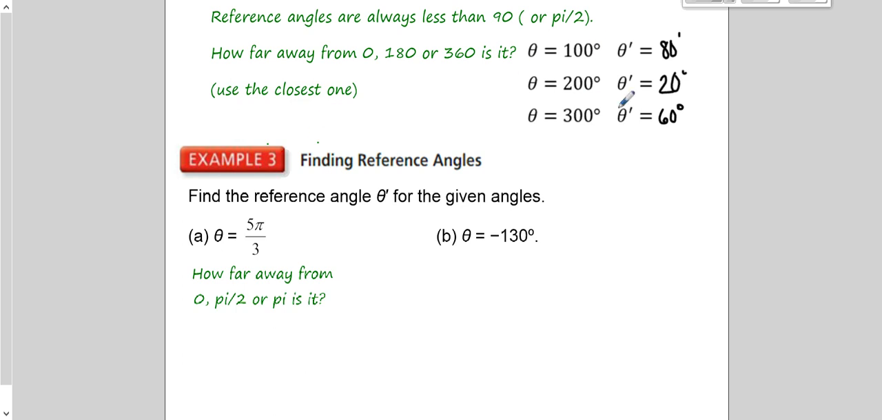Okay, those are some extra examples I threw in. Let's do the official example 3. Find the reference angle, theta prime, for the given angles. 5 pi over 3. How far away from 0, pi over 2, or pi is it? Oh, or 2 pi.